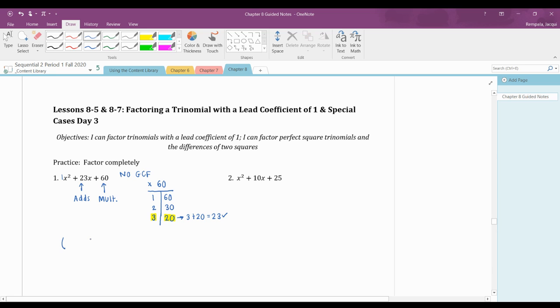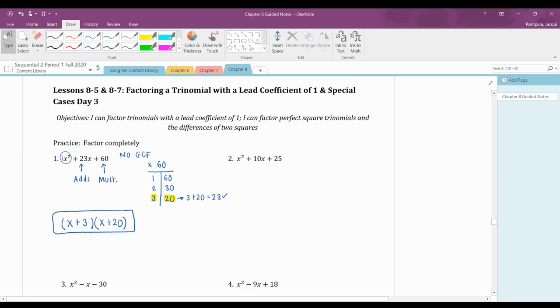Remember, I want to have two terms being multiplied together. Because we are dealing with an x squared, I'm going to start each of my parentheses with an x. Because everything is positive, one of them is going to be with a positive 3, and one with a positive 20. If you put the 20 first and the 3 second, that is perfectly fine as well, because in multiplication the order doesn't matter. So this would be my answer. And remember, you can always double check by multiplying it back out and seeing that you get your original problem.